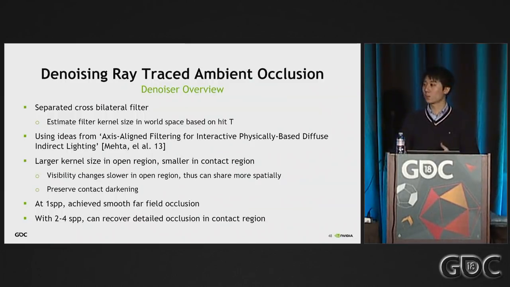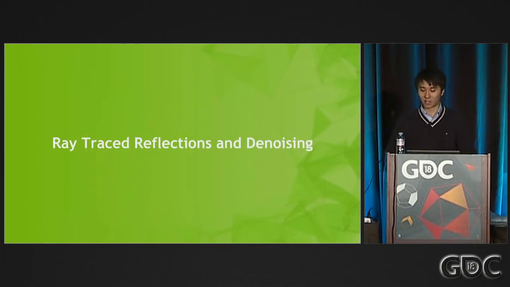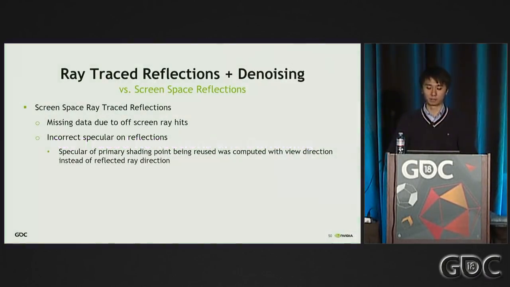The results that we are showing are with two samples per pixel. At one sample per pixel, it also worked pretty well, especially for far field occlusion. But for the near field contact, we need at least two samples per pixel to reconstruct that well, so there's still some filter work. And with that aside, let's finally look at ray trace reflections and denoising.